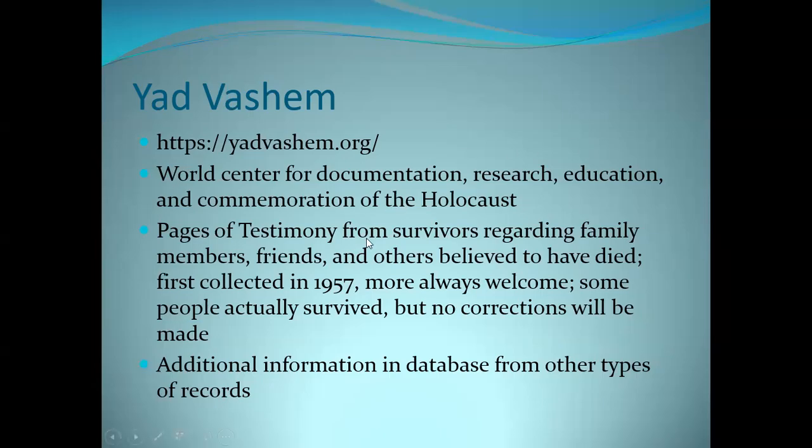And they've started adding over the past several years information from other record types that they have been able to get access to. So train transports, lists of people in ghettos. The more information they have, the more they can document everybody. As of the last I had heard, the estimate is that they think that they have documented about 5 million of the 6 million that is usually used as the figure for how many people died.